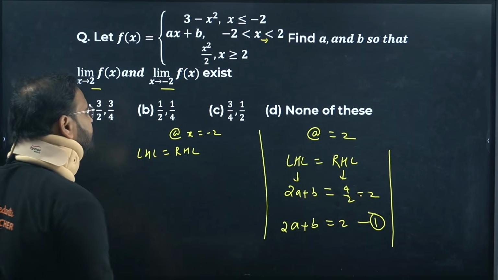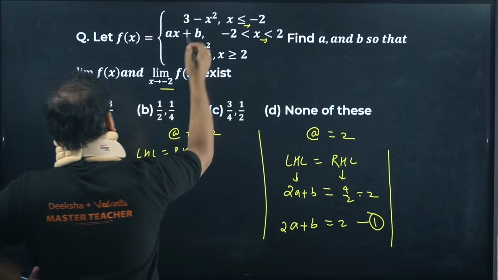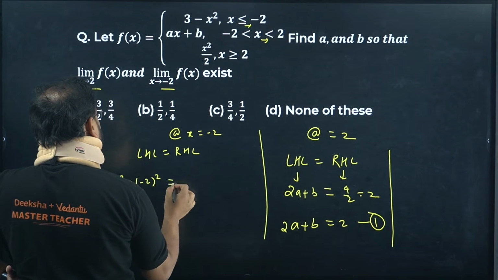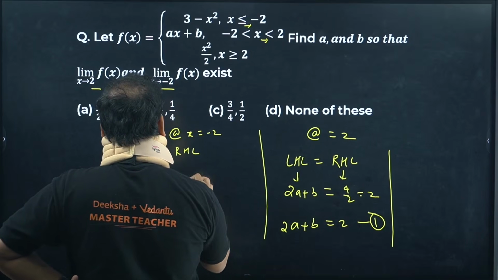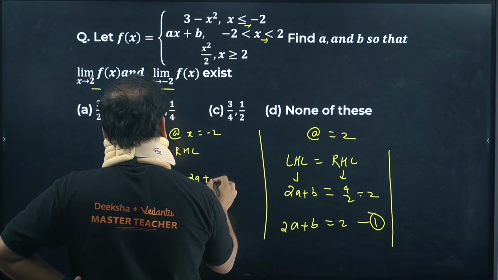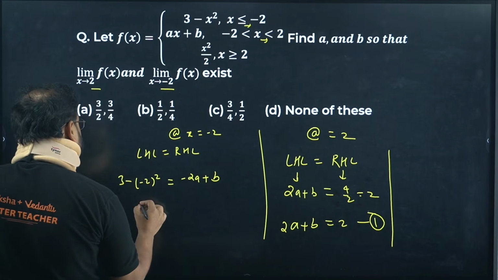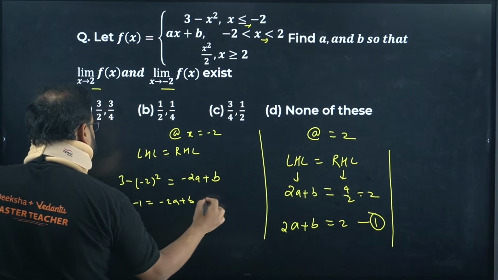Right? Should be equal. So let's write LHL now. We're gonna go from here for the LHL before. So 3 minus 2 square. Okay. And from the right side we're gonna get what? Minus 2a plus b. It becomes 3 minus, how much is this? 4. So I'm getting here minus a1 equals to minus 2a plus b.